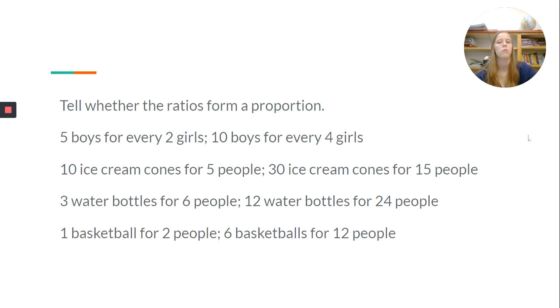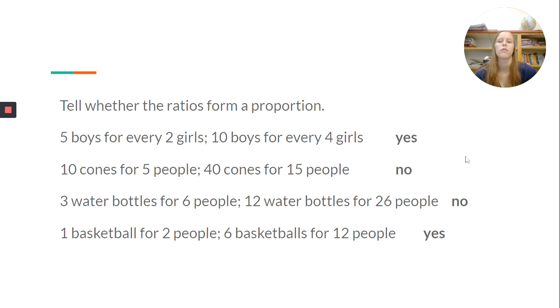So do the ratios form a proportion? Again, hit pause, solve the problem, and then hit play when you're ready to see the answer. So 5 boys for every 2 girls, 10 boys for every 4 girls. Yes. 5 times 2 is 10. 2 times 2 is 4. The next one is no.